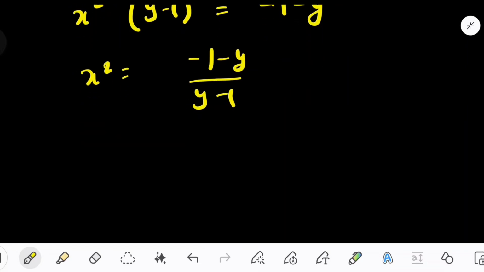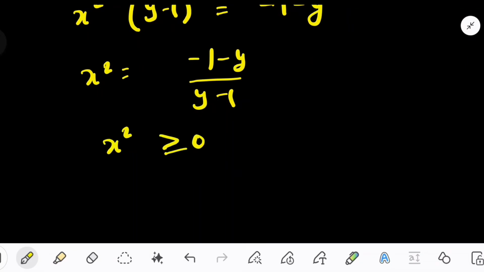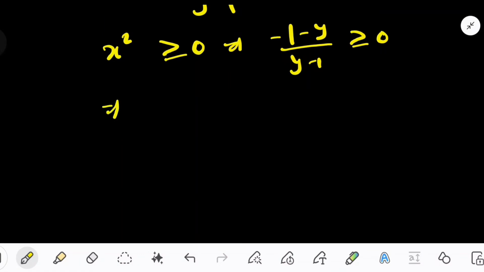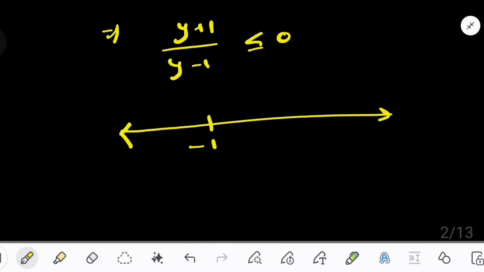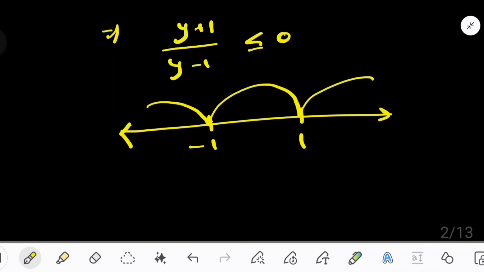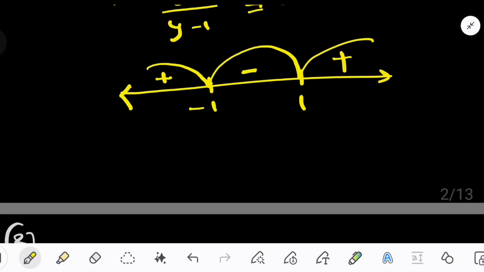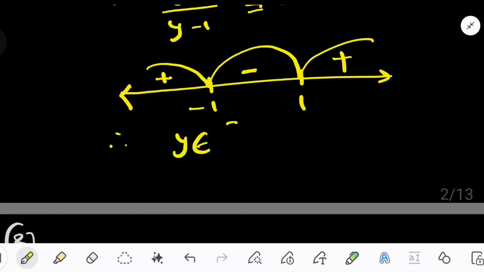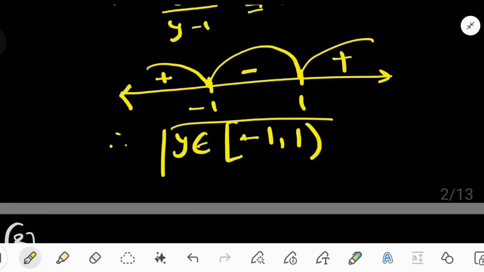Now we know that x square is always greater than or equal to 0. Which implies that (negative 1 negative y) by (y minus 1) is greater than or equal to 0. And we can say that (y plus 1)(y minus 1) will be less than or equal to 0. Now it is just a simple wavy curve which you need to apply. Negative 1 and 1 over here. When y is greater than 1, this region will be positive, this region will also be positive, and this region will be negative. In this, y cannot be equal to 1 because in that case the denominator will become 0. Hence we'll have y belongs to negative 1 to 1. That is the answer.